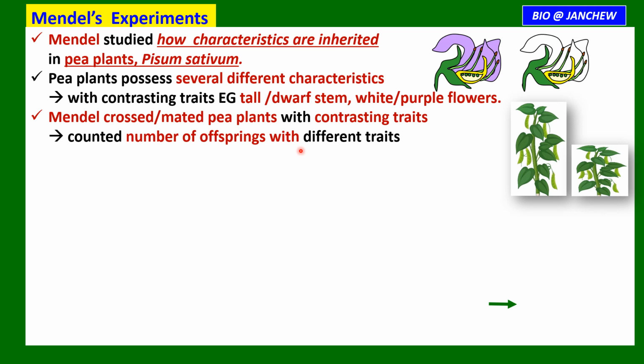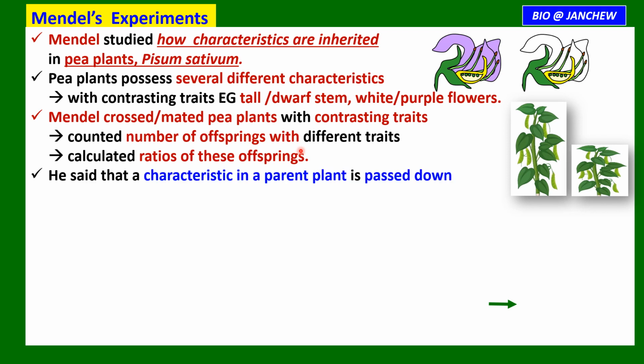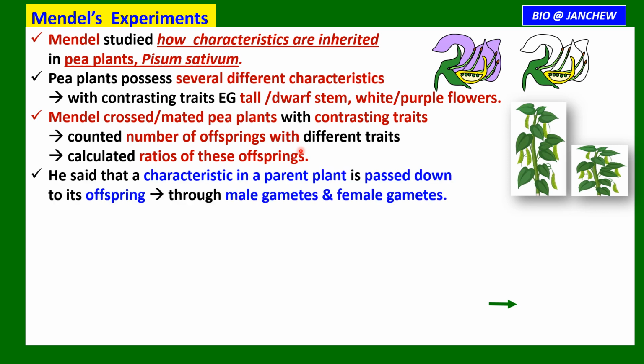So he planted the seeds and then he counted the number of offsprings or the new plants with the different traits. Then he calculated the ratios of these offsprings. So in his conclusions, he said that a characteristic in a parent plant is passed down to its offspring through the male gametes, for example, male gametes in the pollen grains of the plant, and through the female gametes, which are the ova in the ovary of the plant.